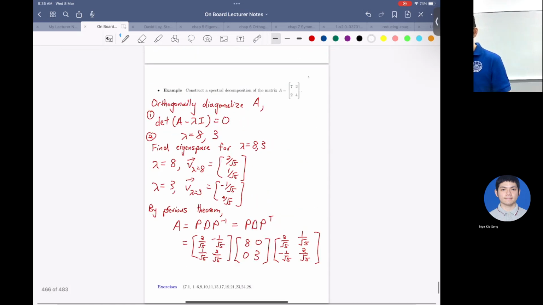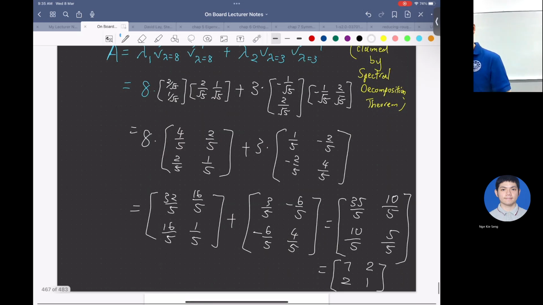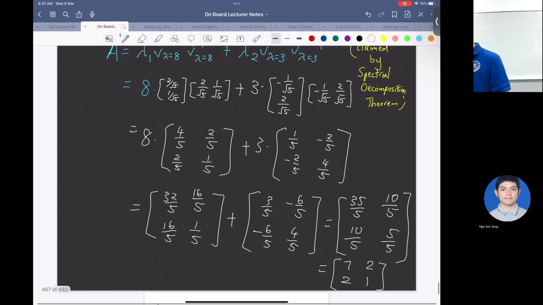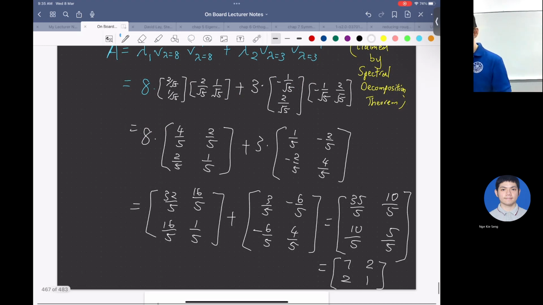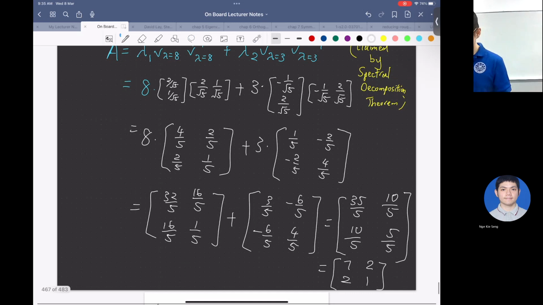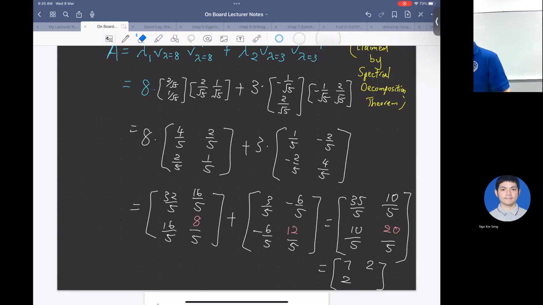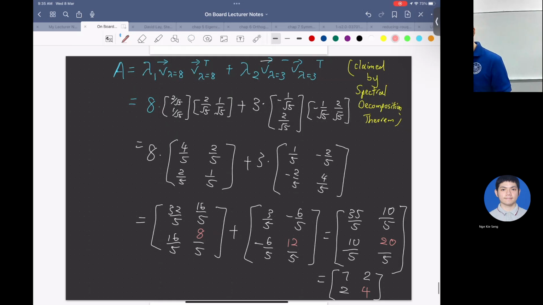Is it wrong? Wrong again. Let me see. Oh, okay, I made a mistake here. So there's an 8 here, so 8, 12, 12. Here I forgot to multiply some more, so here is actually 12, here is 20, here is 4.